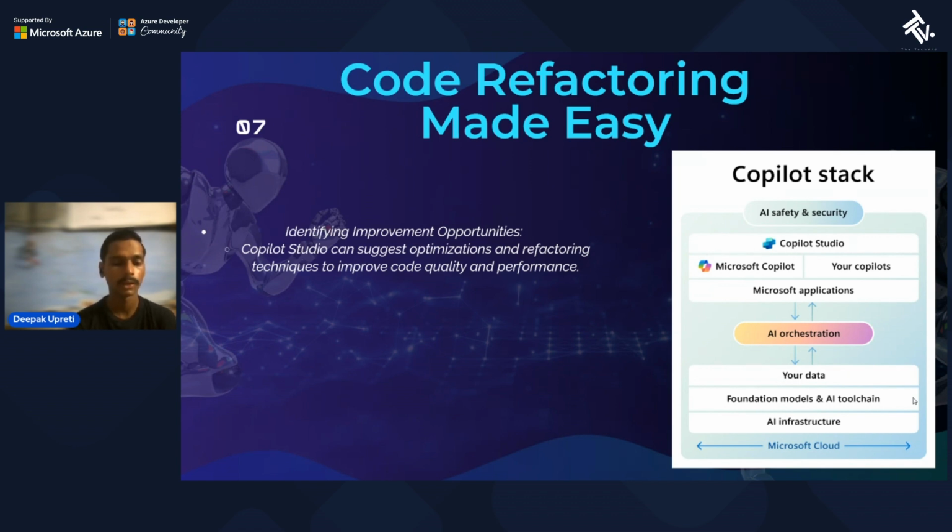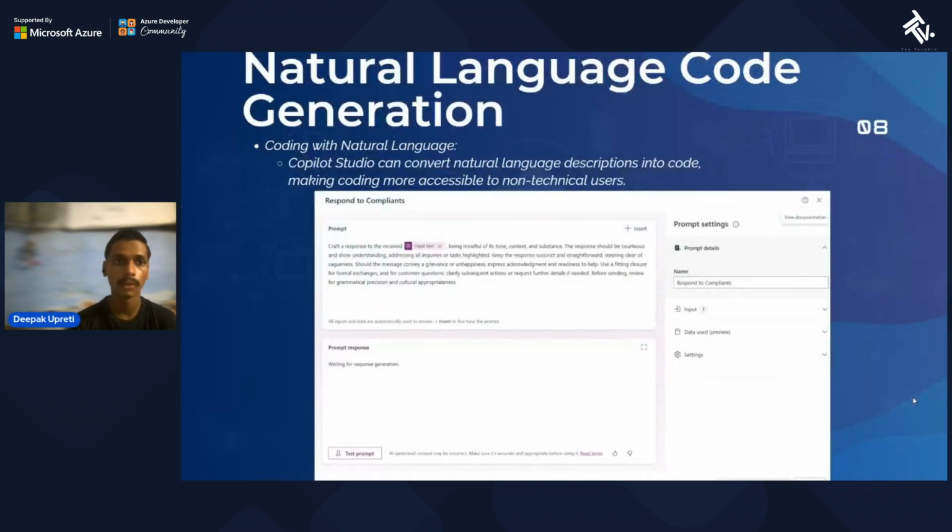In conclusion, Copilot Studio's code refactoring capabilities are a boon for developers looking to enhance their code quality and performance by identifying improvement opportunities, automating refactoring tasks, and providing clear explanations. Copilot Studio empowers you to maintain a clean and efficient code base. Embrace the power of AI-driven refactoring, and elevate your coding practices with Copilot Studio.